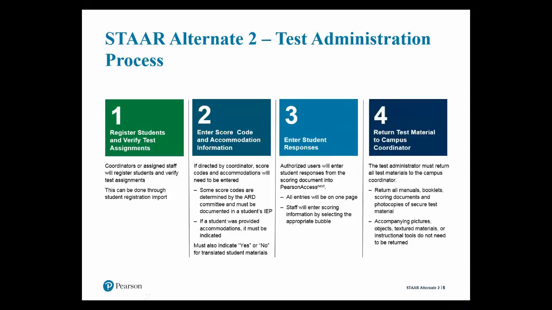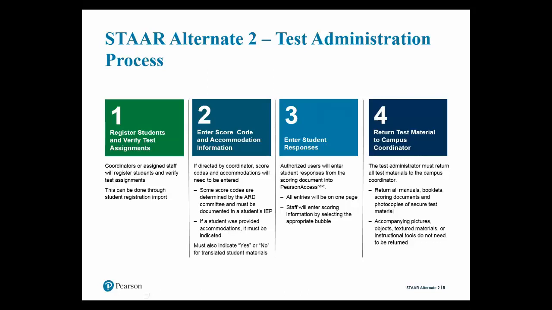And next, your materials will have to be returned, and that includes your manuals, booklets, scoring documents, any photocopies of secure test materials, and those things that do not need to be returned include the accompanying pictures, objects, or textured materials and instructional tools. So that is your general overview of the STAAR Alternate 2 test administration process.